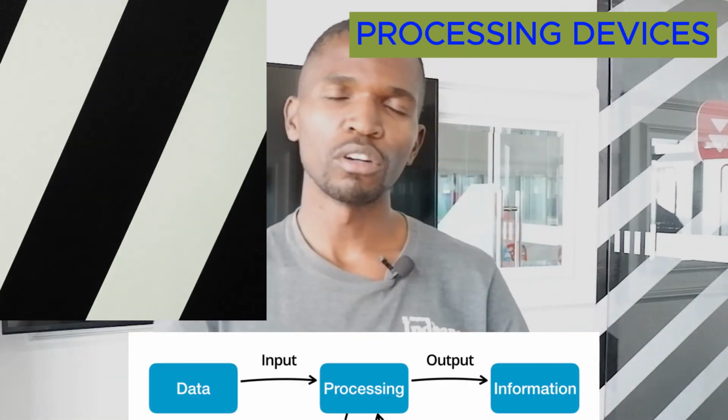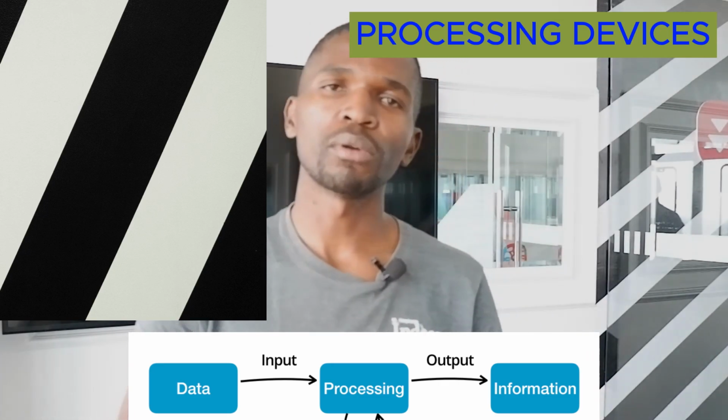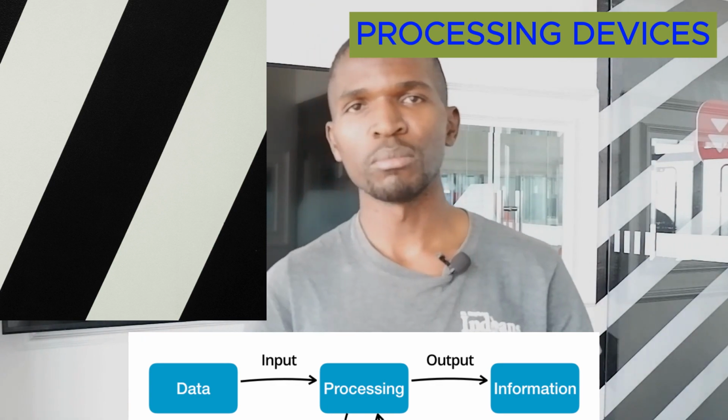Move on to the last on our list, and this is the processing devices. But before we get to look at the processing devices, we must first of all understand what data is. Data simply refers to raw information, or information that has not yet been processed, while information refers to processed data, or data that has been processed.